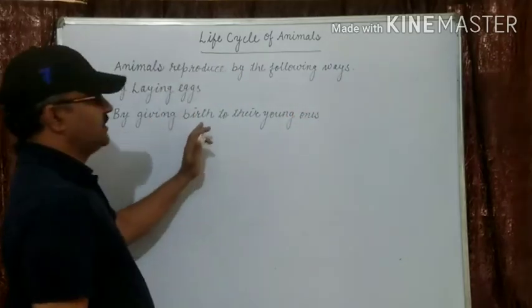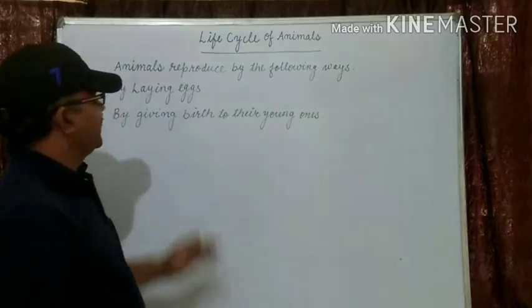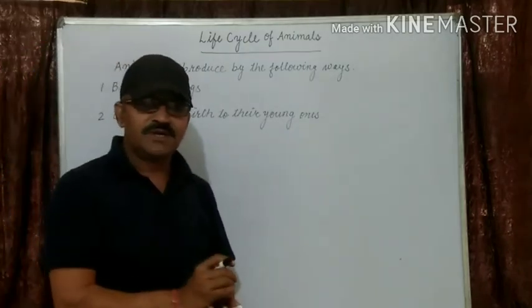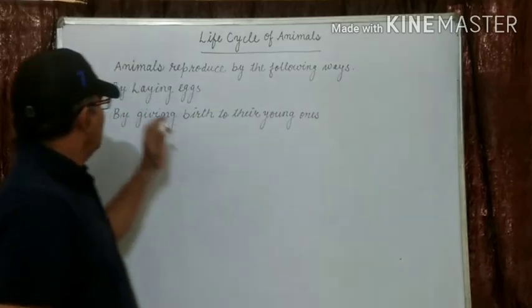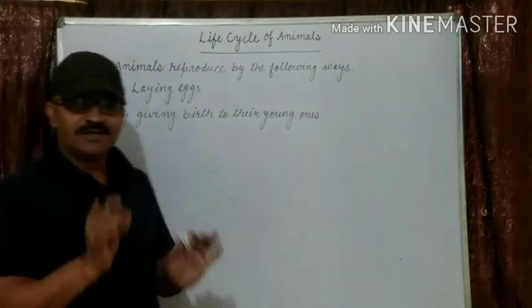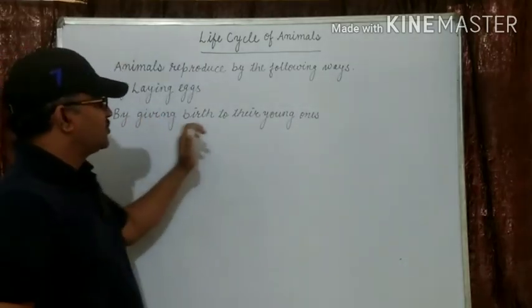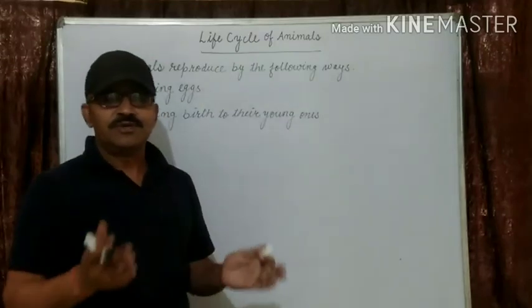I think you know from previous classes the animals reproduce by two methods, two ways. One is by laying eggs, जो अंडे देते हैं, and by giving birth to their young ones, जो अपने बच्चे को जन्म देते हैं.